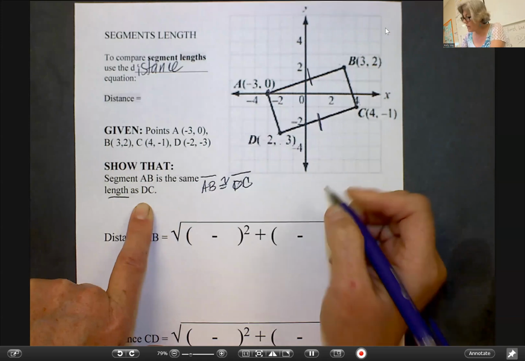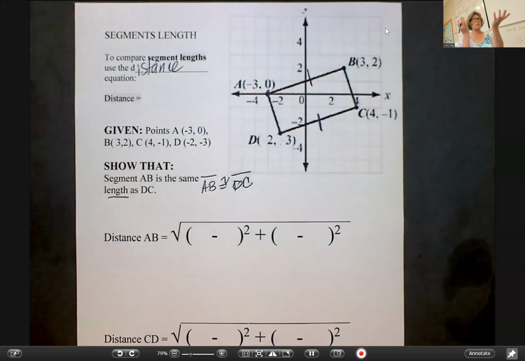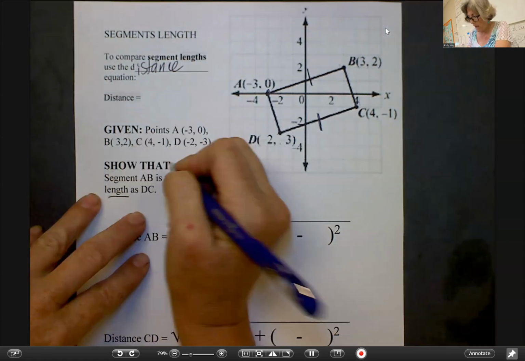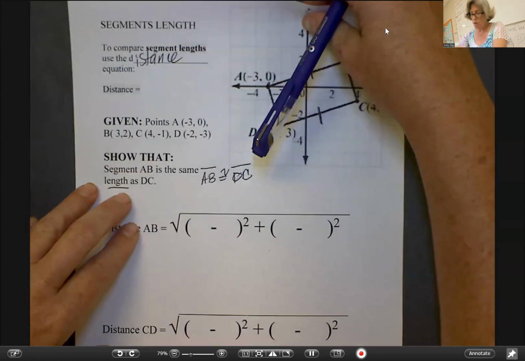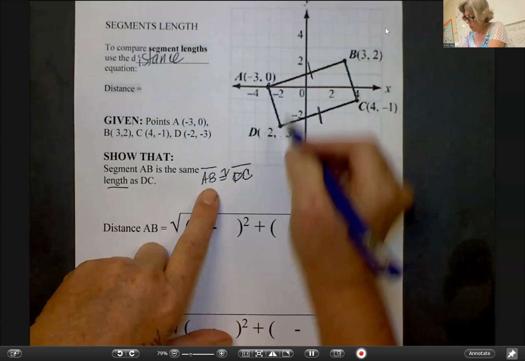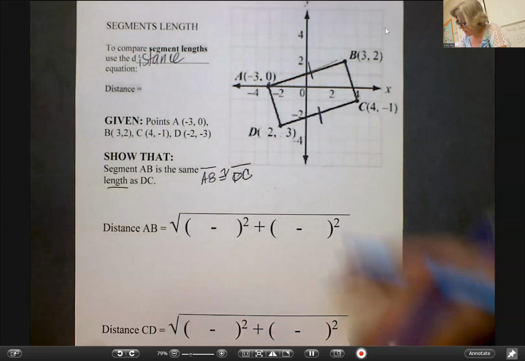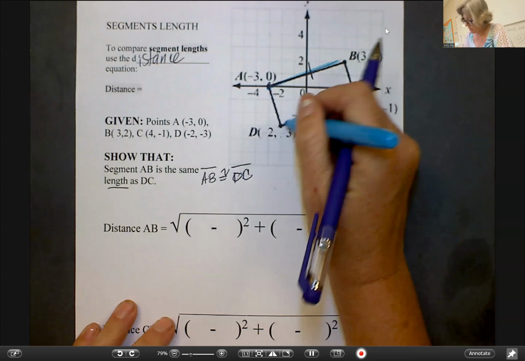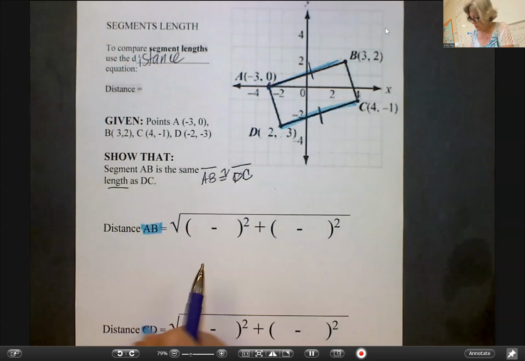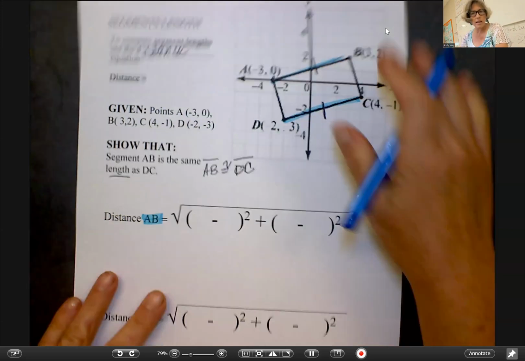Now, you can't just trace it and say, looks equal, therefore it's equal. We're trying to prove mathematically. And we can prove that AB and CD are congruent in length using the distance equation. Let's do that together.